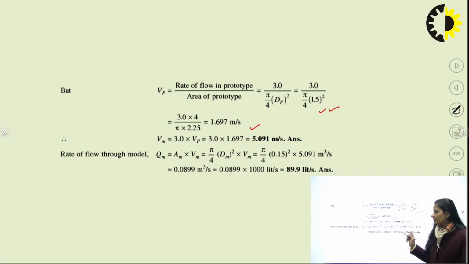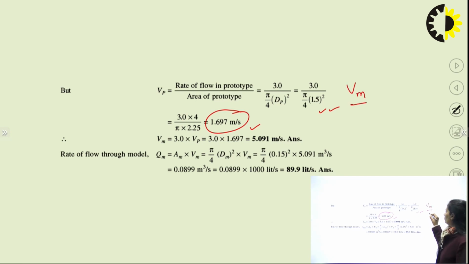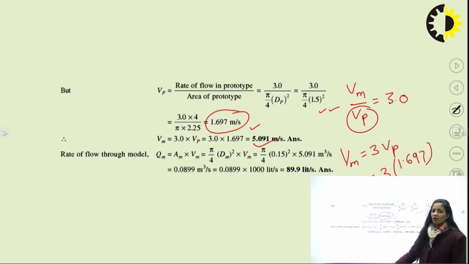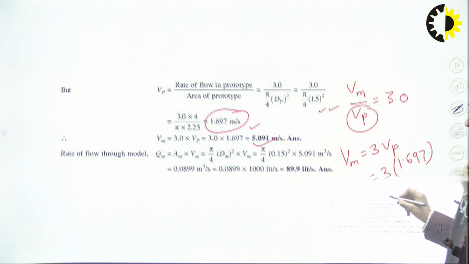per second. Okay, and because now you know Vp, and just some seconds before we have formulated Vm by Vp as 3. Now we know the value for Vp, so Vm will be what? 3 multiplied by Vp, which we have just formulated as 1.697. So this will be equal to 5.091 meter per second.